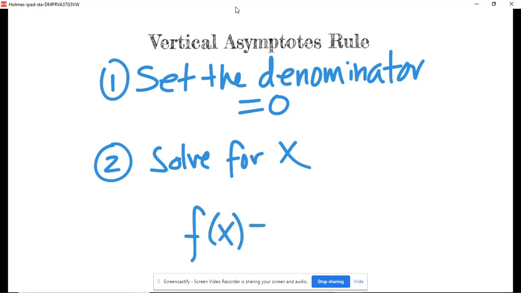Whatever your function is, regardless of whatever you have on top, it could be really crazy, you set the denominator equal to 0. When you set that bottom part equal to 0, that's the part that's going to give you the vertical asymptote. The imaginary line that the graph is going to try to touch, but will never reach.